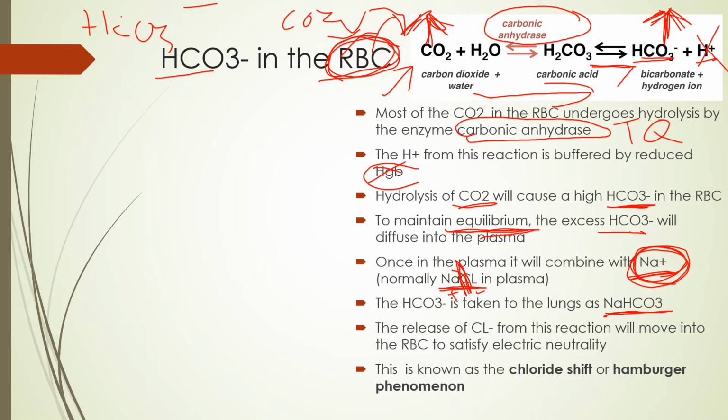So once bicarb gets kicked out of the red blood cell, it sees sodium and it says, I want a relationship with you. Sodium breaks up with chloride. I know this is sad and upsetting. It breaks up with chloride, and you have now the formation of sodium bicarb. Right? So the bicarb is taken to the lungs in the form of sodium bicarb. The release of chloride. So once chloride is broken up from this relationship, chloride is just feeling vulnerable, just got broken up with, and it's by itself in the plasma.